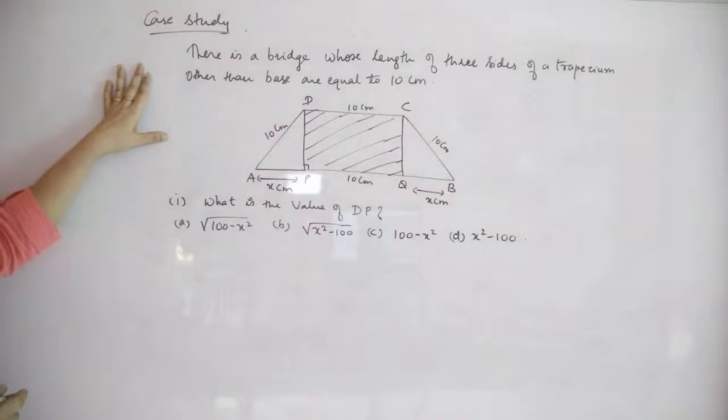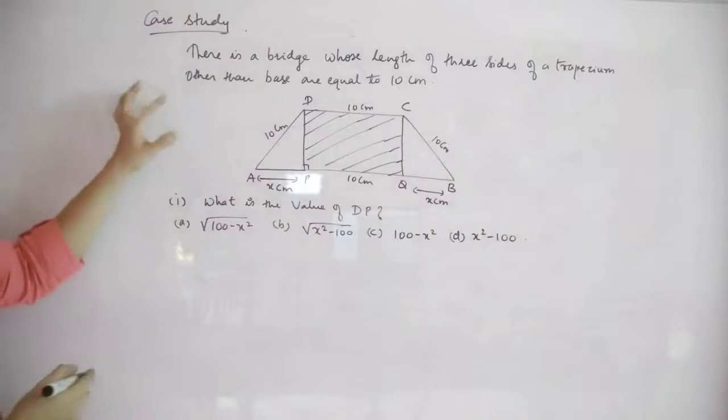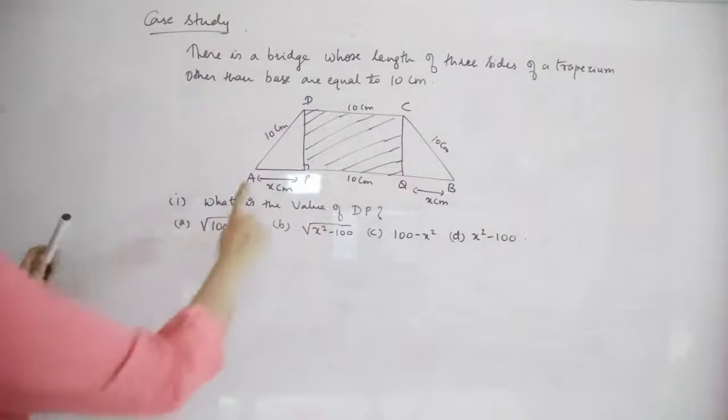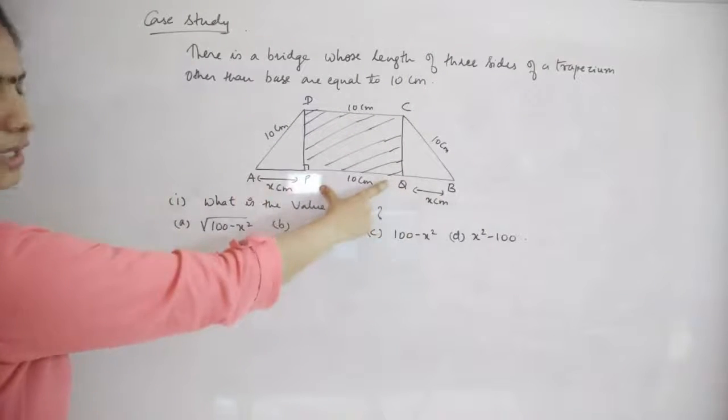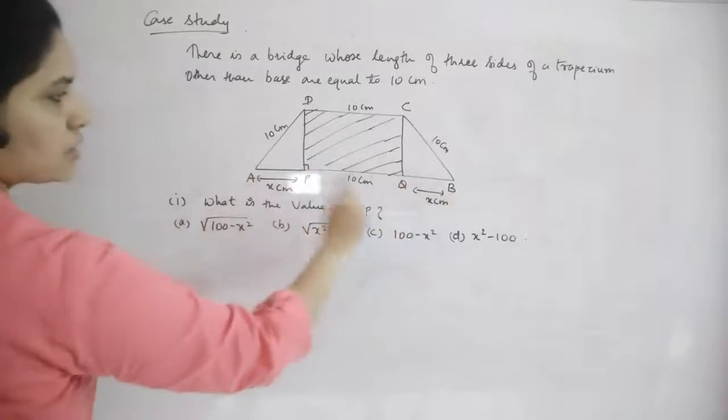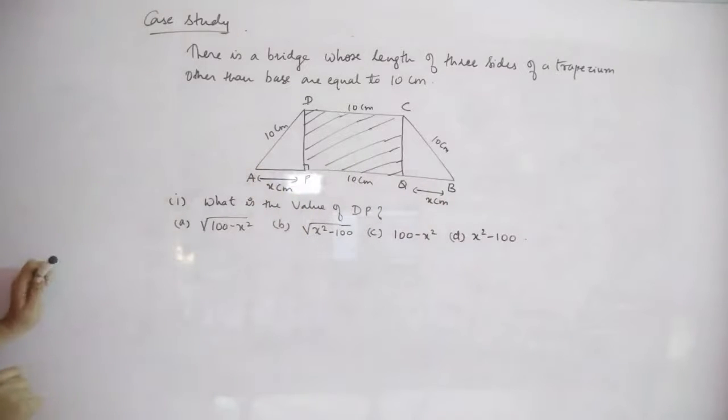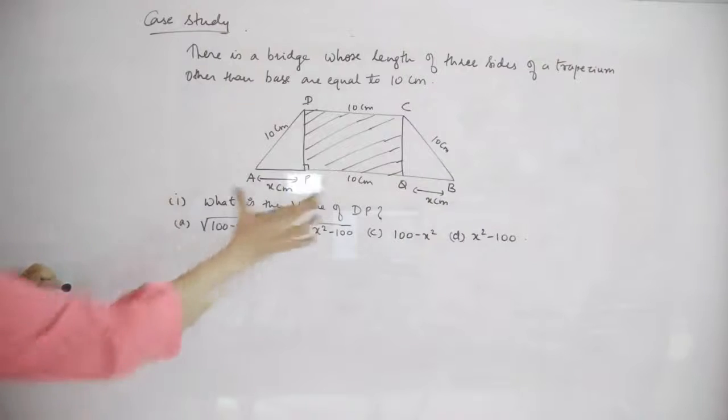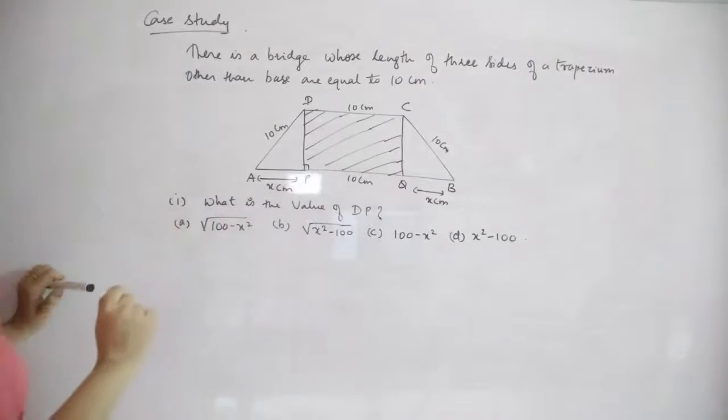You have a bridge whose length of 3 sides of a trapezium other than the base is equal to 10. So here this portion is 10, and this one is given to be x. So what will be the length of the base AB? It will be 10 plus 2x. AB will be of length 10 plus 2x.